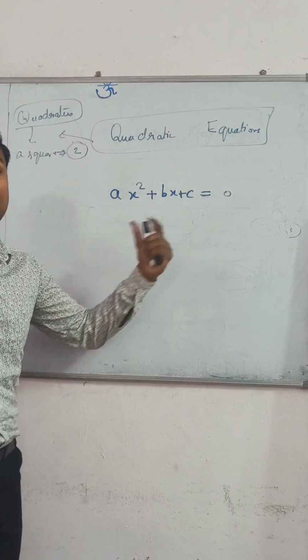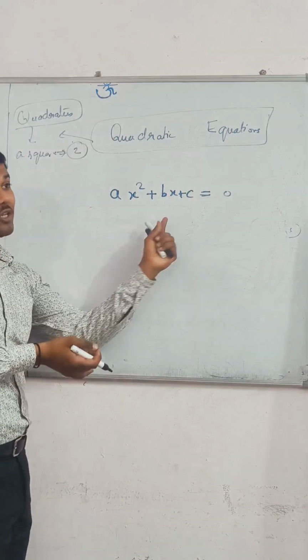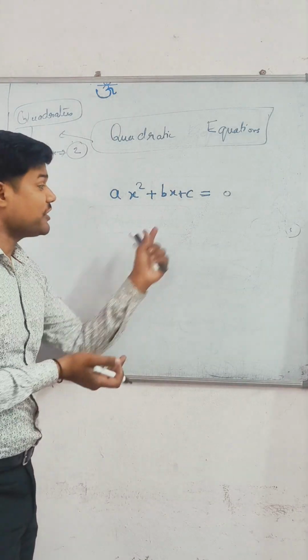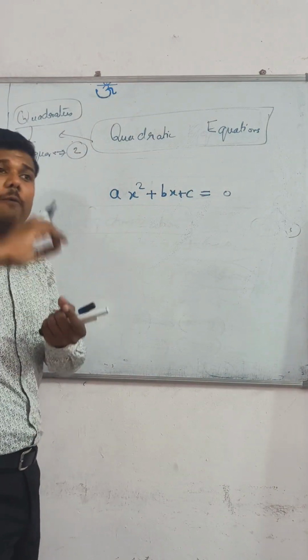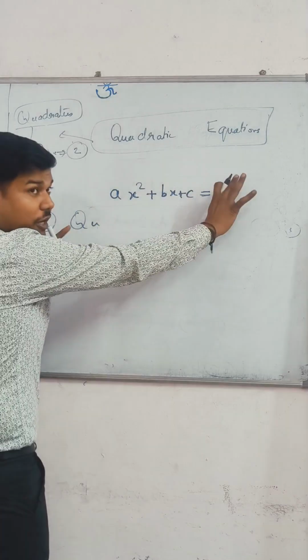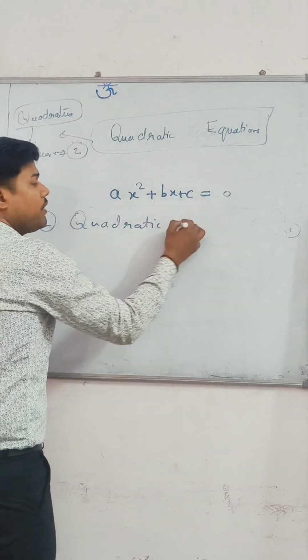Suppose the quadratic equation is large, big or small, or there are certain values of a, b, or at the constant part c, where the values are very big or it is not easy to factorize. So this is the final method, the quadratic formula. The second method to solve any quadratic equation is to find the value of x, that is the quadratic formula.